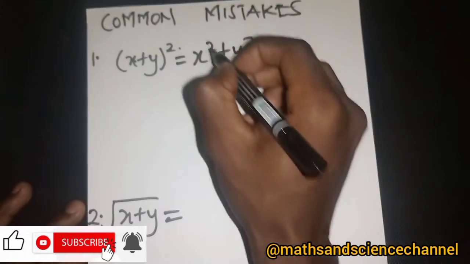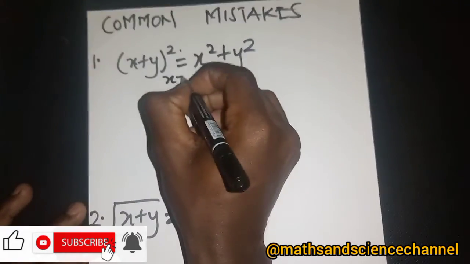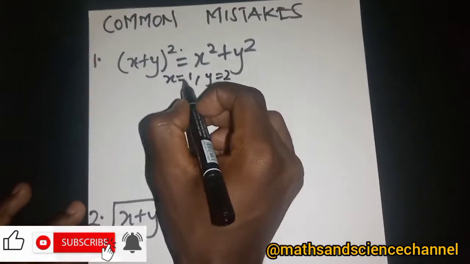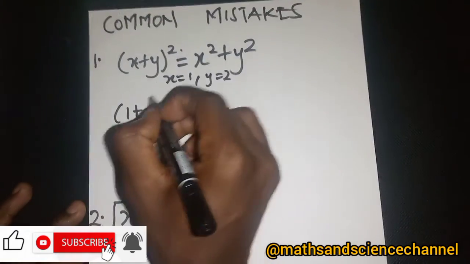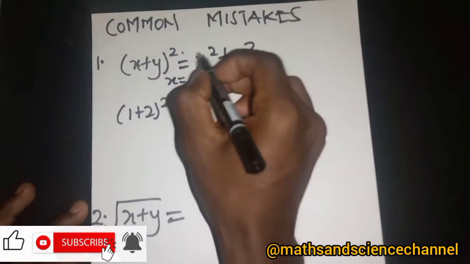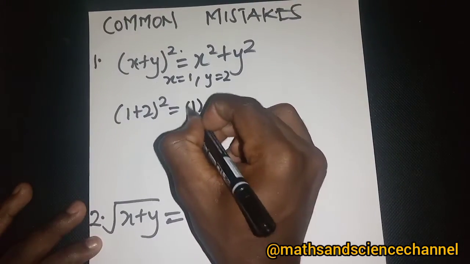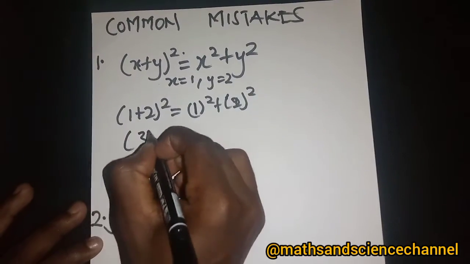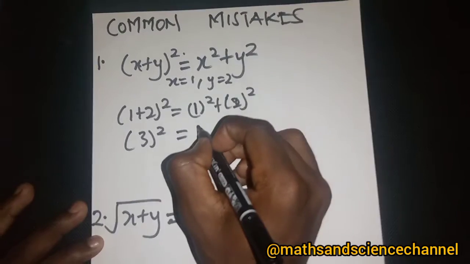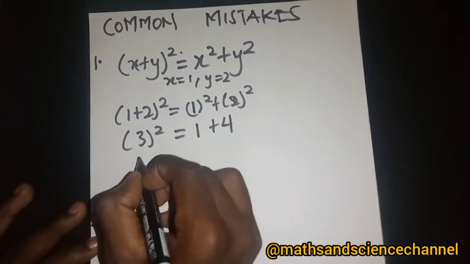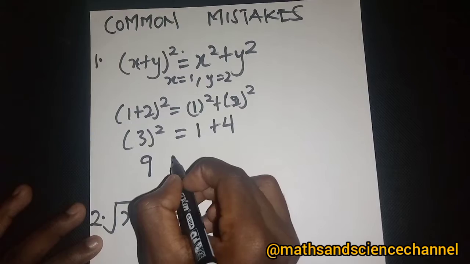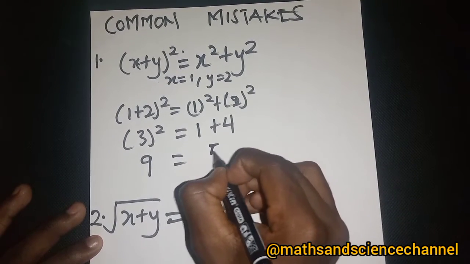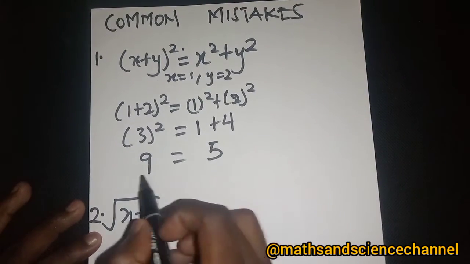So let's take x being equal to 1, then y being equal to 2. So if x is 1, then we have (1 + 2) squared being equal to, over here we have 1 squared plus 2 squared. So we have 3 squared here being equal to 1 plus 4. 3 squared is just 9, then over here we have just 5. So we have 9 equal to 5, which means that they are not the same.